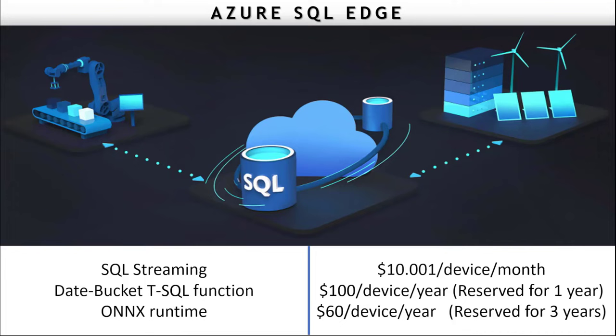When it comes to the price, if you go pay as you go, it's $10 per device per month. If you are going to use reserve options, it can be $100 or $60 per device per year, depending on how many years you register for. So that is SQL Edge.